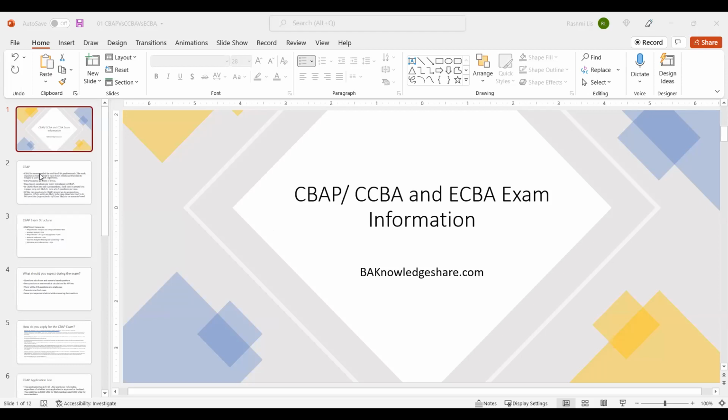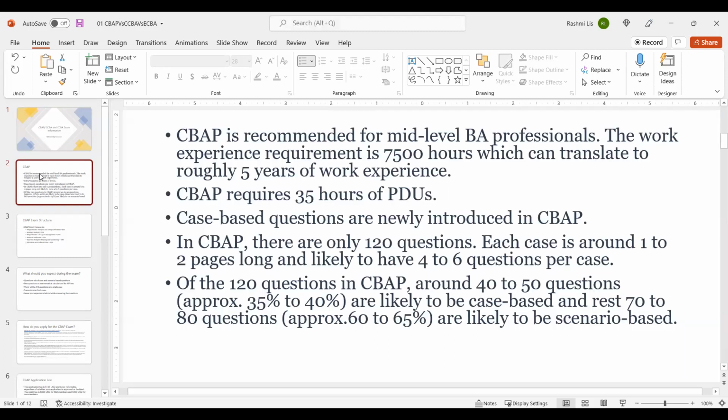So I do want to share a little more information about what the CBAP exam is all about, as well as provide a breakdown of the three exams and layers of the exam. So what is CBAP? CBAP essentially is the Certified Business Analysis Professional certificate that's offered by the IIBA, which is an international organization for business analysts. The CBAP is recommended for BA professionals. The work experience is about 7,500 hours, which translates to 5 years of work experience.